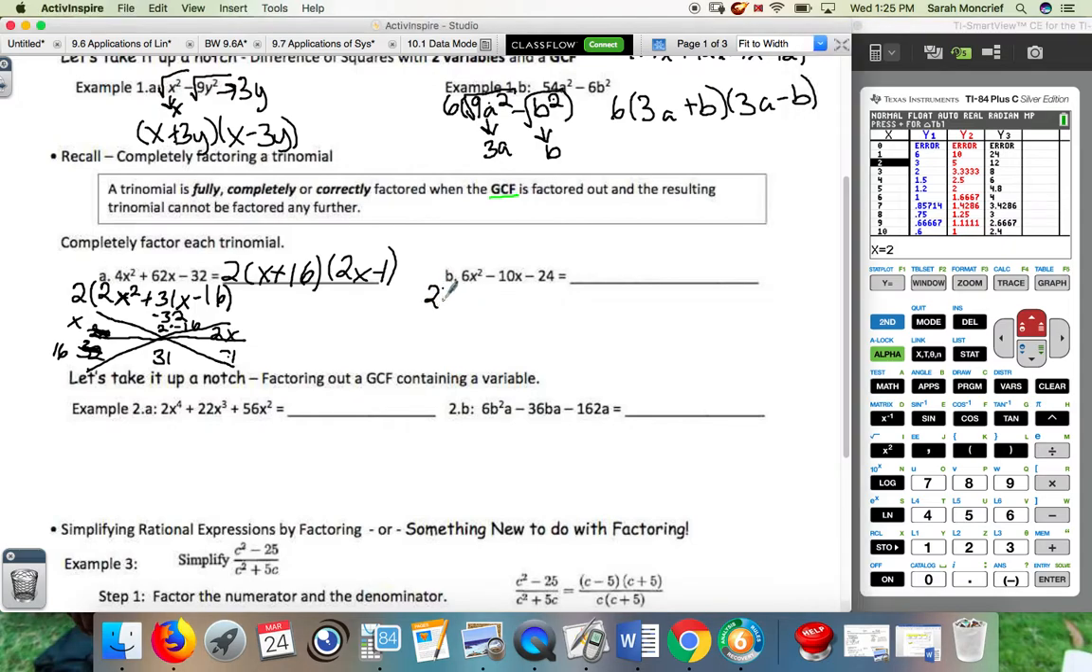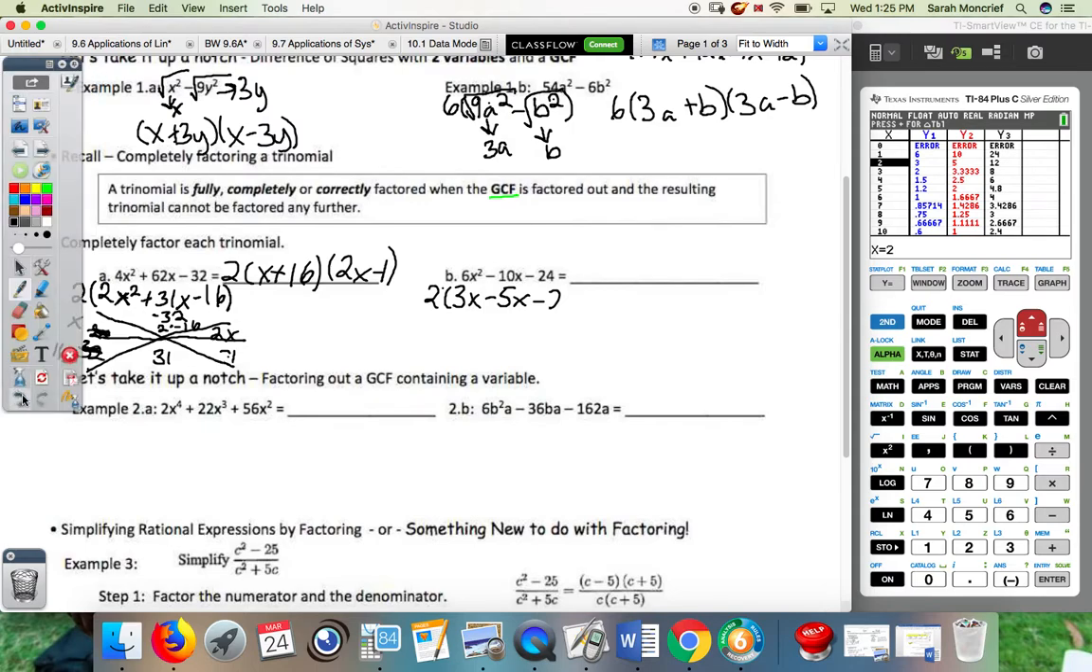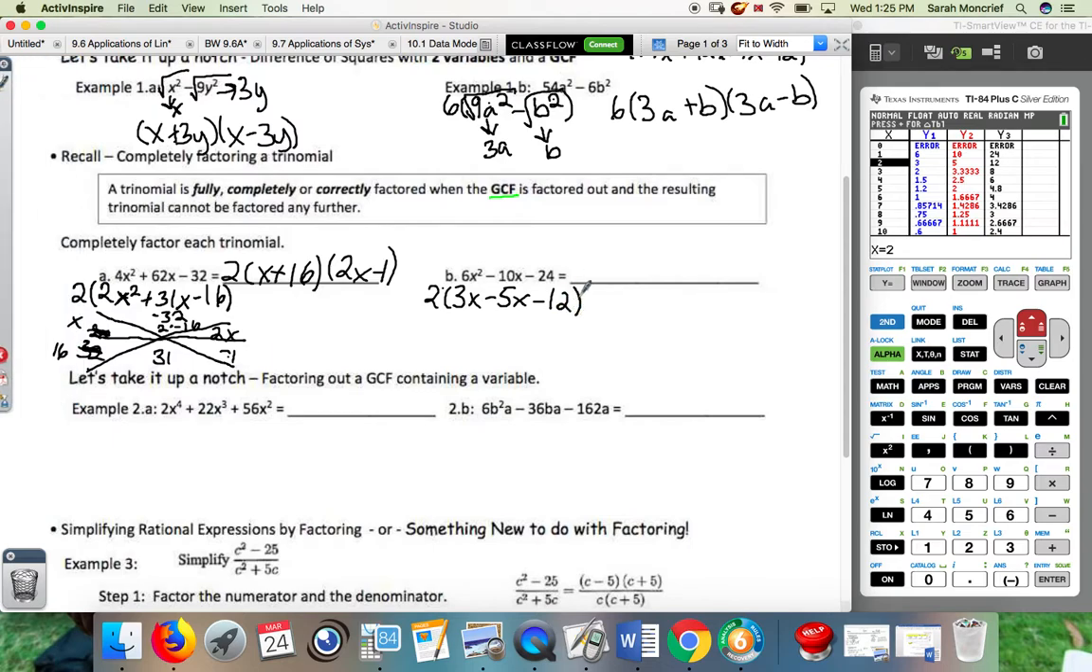So we have 2 times, what's my new a? 3. So 3x squared minus, what's my new b? 5x minus, and what's my new c? 21. Oh, not 21. Oops. 12. Minus 12. And then from there, we can do our snowflake in order to find our 2 other factors.